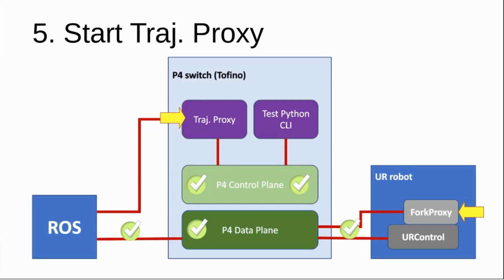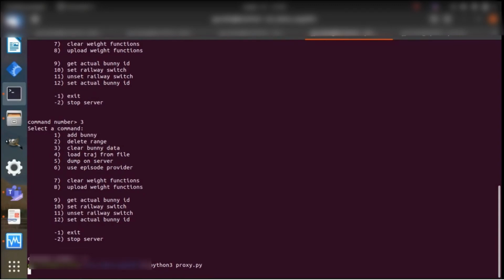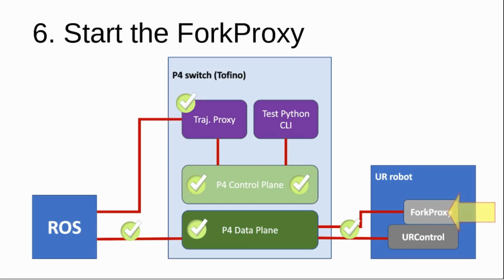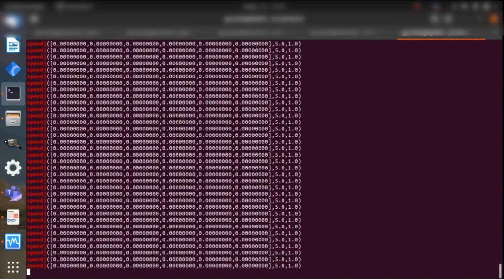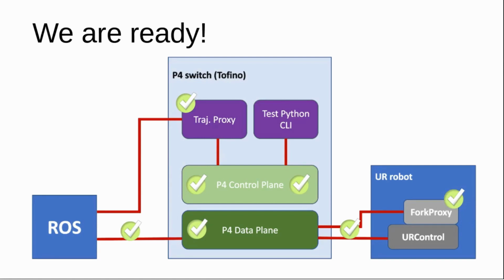We also have a trajectory proxy, which is responsible for translating the messages coming from the robotic operating system to messages processed by the control plane. It means some kind of transformation between the trajectory representations. We also implemented a ForkProxy for the UR robot. It can be loaded to the robot's firmware. It's basically a plugin, and it implements a UDP-based communication. And then we are ready.